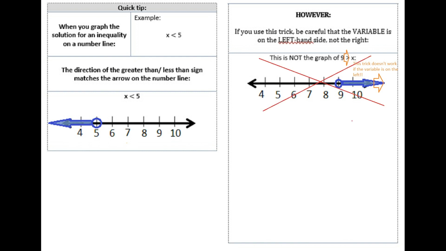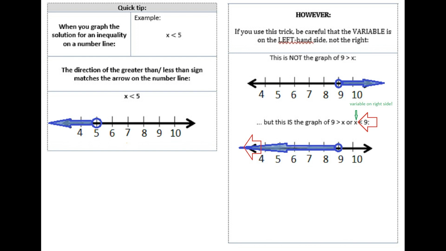So this graph is incorrect. 9 is greater than x. If you use this trick and your variable's not on the left, you put it on the right, it won't work. All right. So if I write down x is less than 9, again, that trick actually does work.